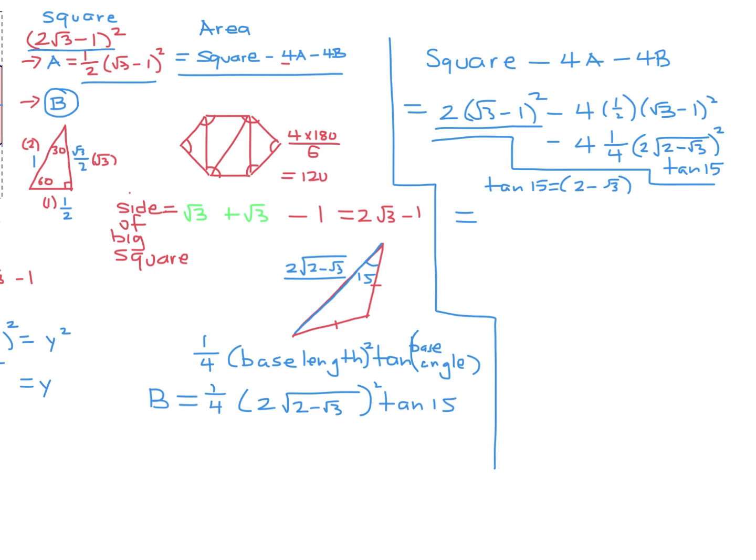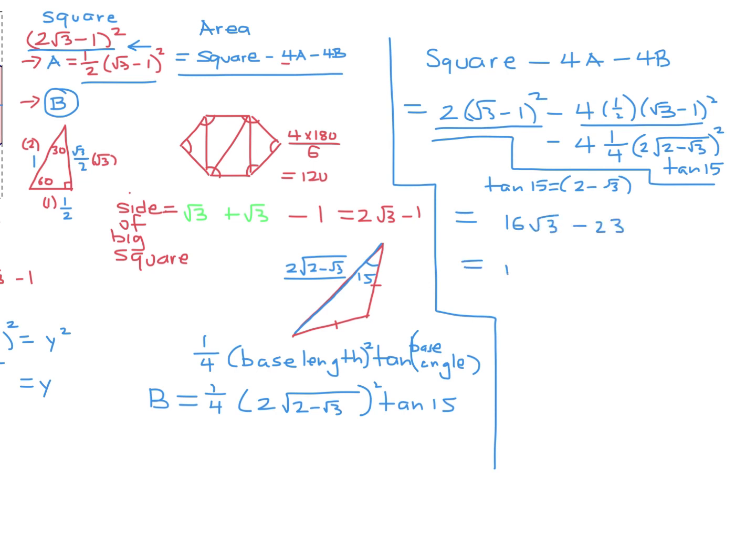This is the square, right, from up here. And 4 times a. So 4 times 1/2 times this guy. Okay, that's correct. And then 4 times b. So 4 times 1/4 base length squared times the tan of 15. And the tan of 15 is going to be 2 minus root 3. All right. Yeah. So when you crunch out all these numbers, you get 16 root 3 minus 23.